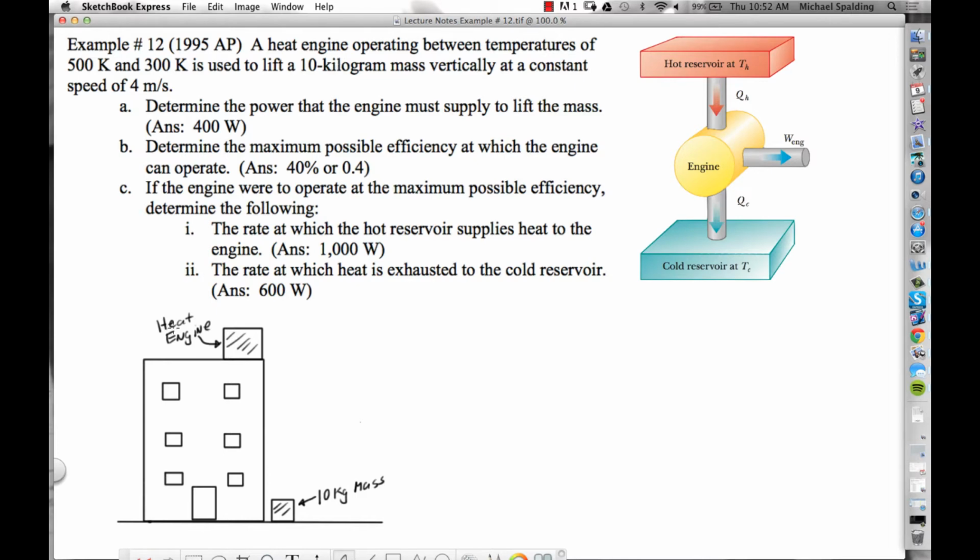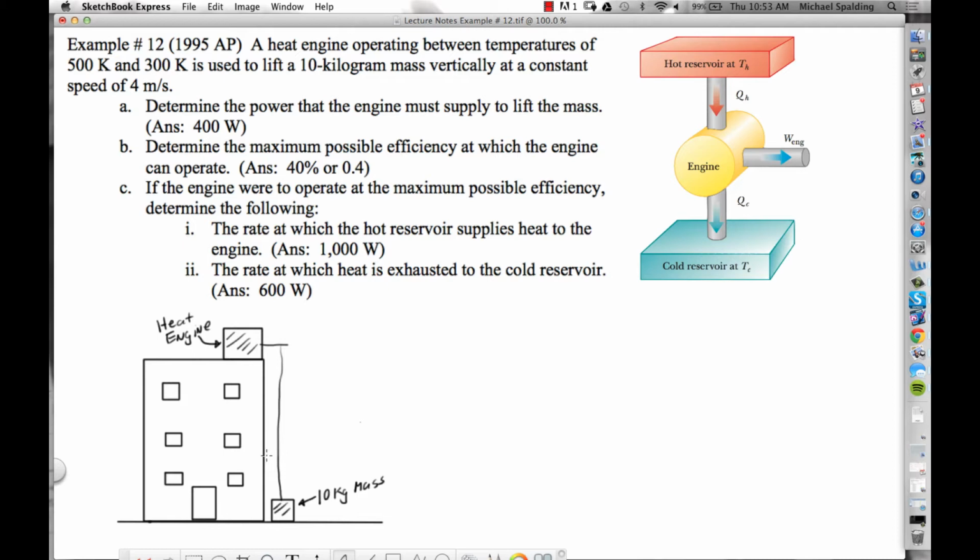So look, I like pictures, so I put this together. We have a heat engine up on top of this building, okay? And this heat engine is being used to lift a 10 kilogram mass. So there's a little arm coming out of the heat engine, and then there's a rope connected to the 10 kilogram mass, and the mass gets pulled up by the heat engine at a speed of 4 meters per second. The first question is to determine the power that the engine must supply to lift the mass.